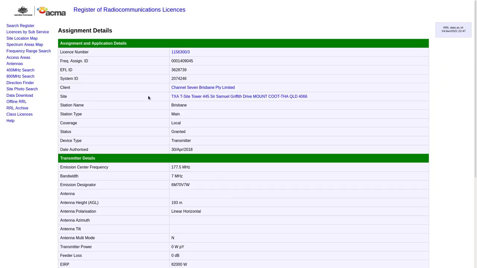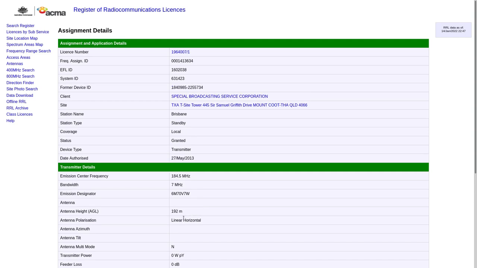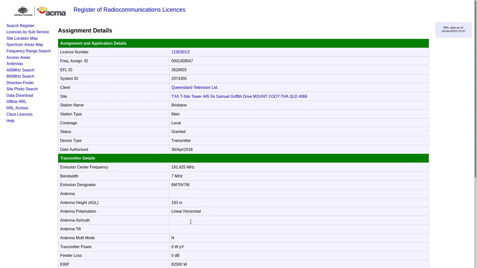Okay, so if you get on the ACMA website and find the info for those transmitters, we can start off with the TV one down the bottom, which was channel 7, and you can see here that it's horizontally polarized. Centered at 177.5 meg, uses 7 megahertz of bandwidth and 82 kilowatts of power. A bit of power coming out there. But the bit I'm interested in is the polarization of the antenna. So it's horizontally polarized. Going up from there was SBS, again horizontally polarized. Then was channel 9, horizontally polarized.